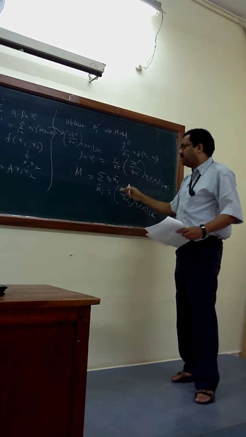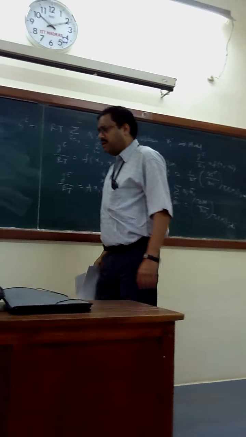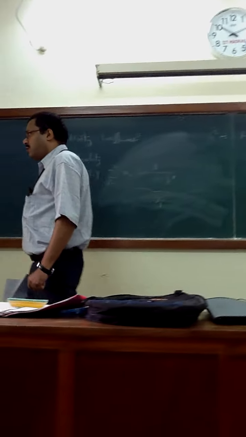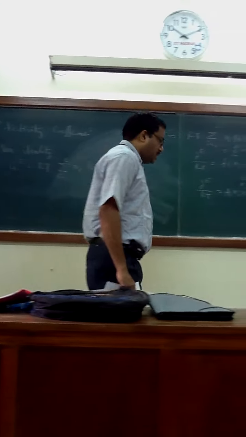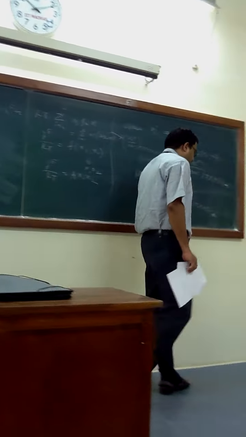Once you get gamma 1, gamma 2 can be obtained from the Gibbs-Duhem formula. Once the gammas are obtained, later on we will discuss how they will be useful to get the XY diagram and PXY when the liquid system is not following ideal behavior, and only the vapor is following ideal behavior.